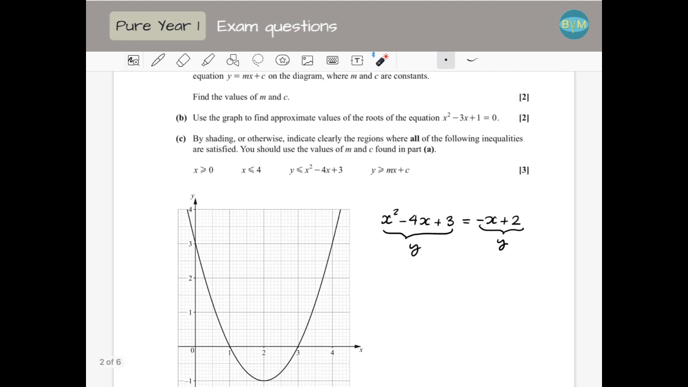So the values of m and c are going to be the gradient and the y-intercept of this line. So for part a, the gradient is going to be minus 1 and c is going to be 2. And that's the first part.